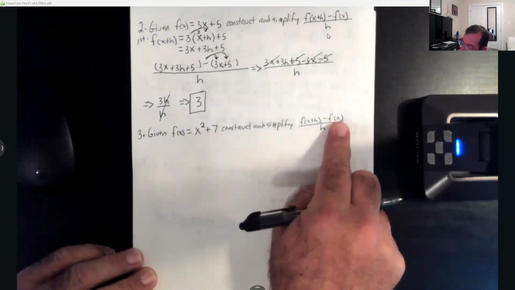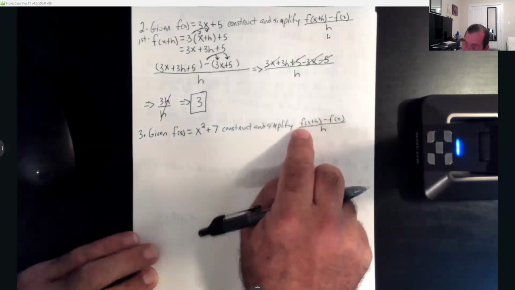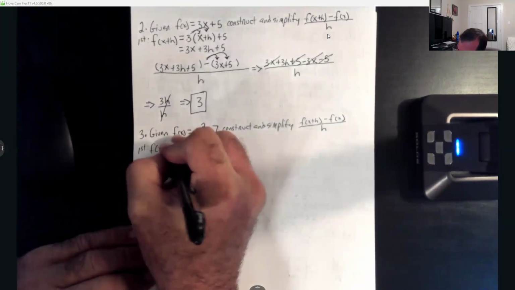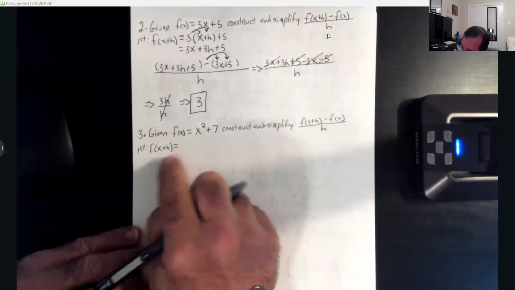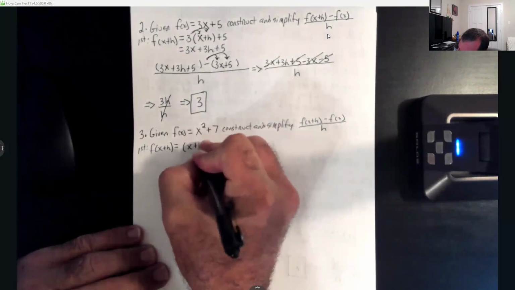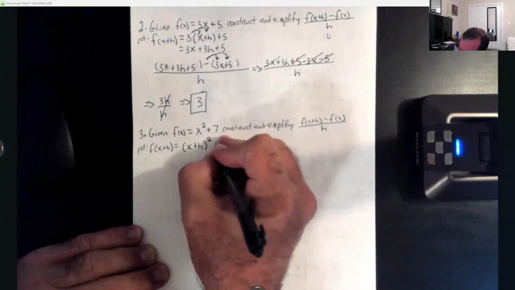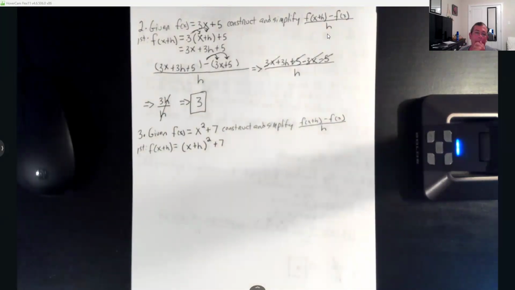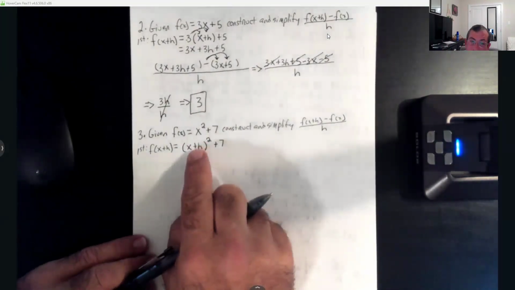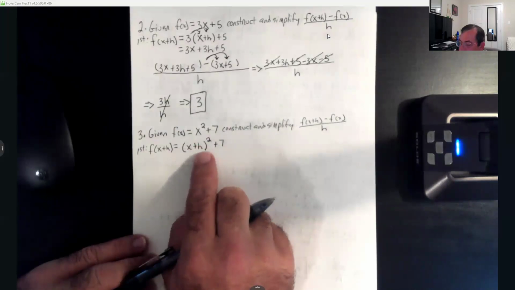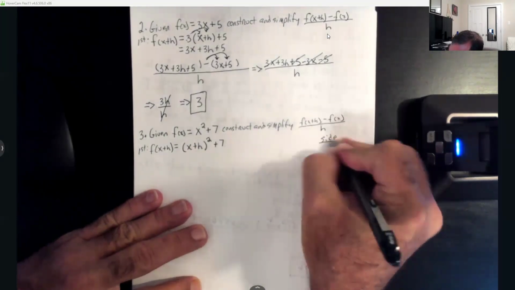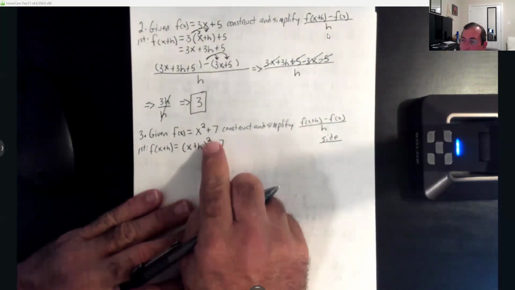But we do have the f of x part. So once again, we got to find f of x plus h. So y'all, that's going to be x plus h squared, because we're putting x plus h in for the x. And then at the end is a plus 7. So y'all, this changes the game now. Because our first step is to work this exponent. So our first step is to come on the side over here and figure out what x plus h squared equals.